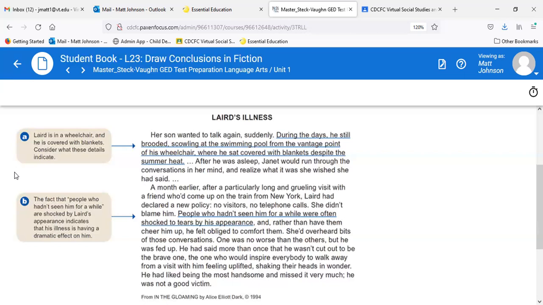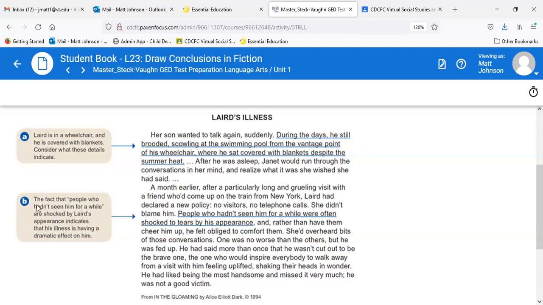So what it says on our underlined portion in text box A, Laird is in a wheelchair and he is covered with blankets. Consider what these details indicate. Immediately with that section, he still brooded, scowling at the swimming pool from the vantage point of his wheelchair, where he sat covered with blankets despite the summer heat. You can make an inference about that. If he's in a wheelchair and he's scowling at the pool, it sounds like he wants to be in the swimming pool, but obviously the wheelchair is preventing him, and he's covered with blankets. So Laird is either ill or injured, right? We can make that inference.